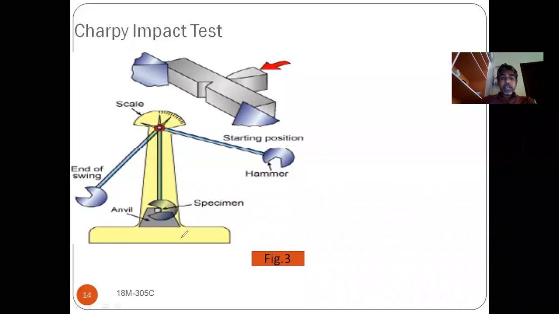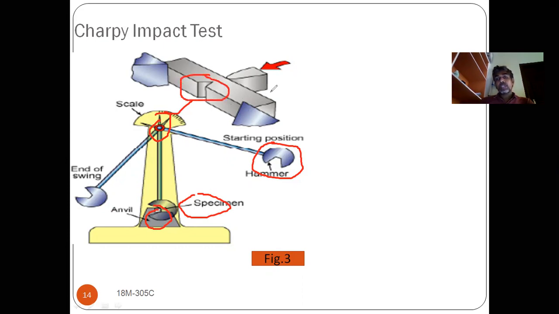See here, you have a base. On that, you have a platform and a vertical column. On that column, you have a swing hammer, so it can be swung about this fulcrum, like this. And you have a scale here. You also have a hand wheel here to place the specimen. So this is the specimen you are placing here, the specimen for the Charpy test.